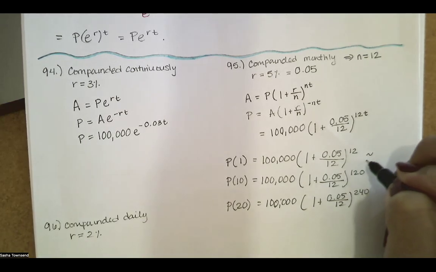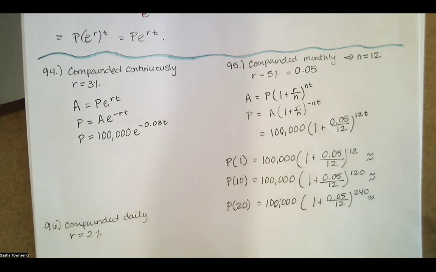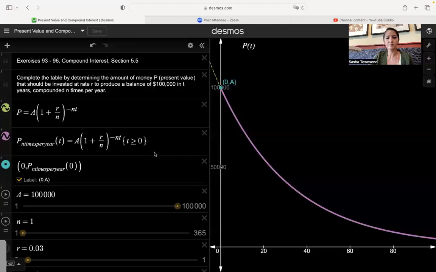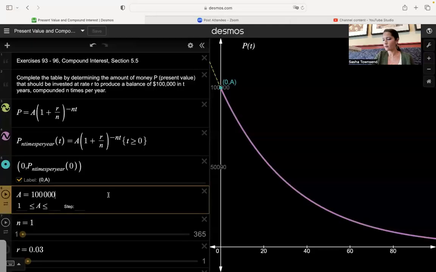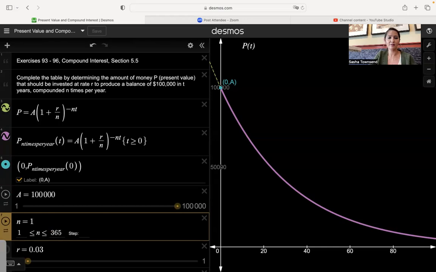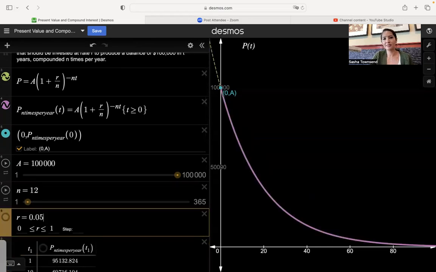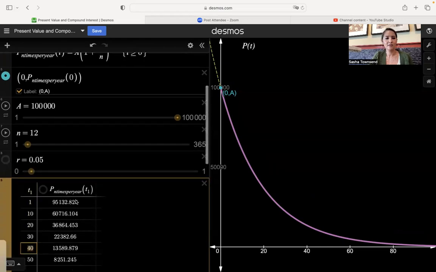Now, I don't actually know what those numbers are without using my calculator, but we can use Desmos to compute what those values are. And so for problem 95, n is equal to 12, so we can change our slider for n to n equals 12. And our interest rate is 5%, so we can change that to 0.05. Then these are the present values that we need to deposit so that we have $100,000 T years later.